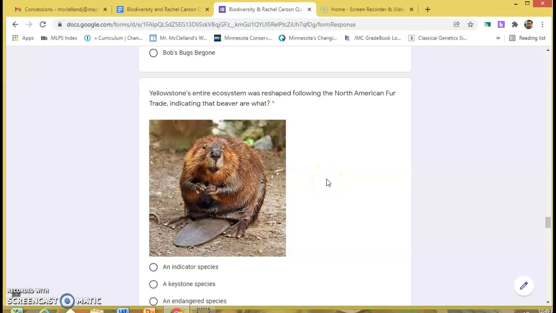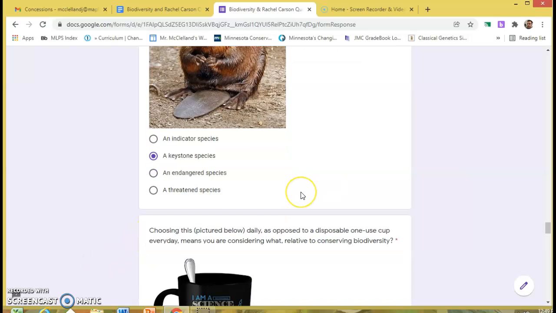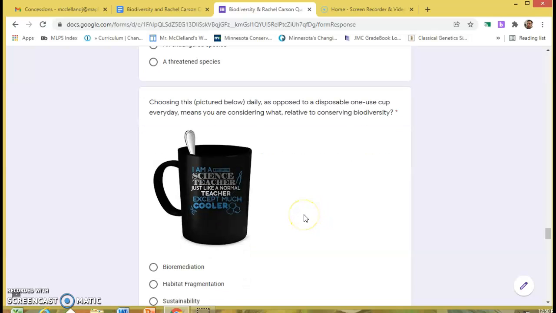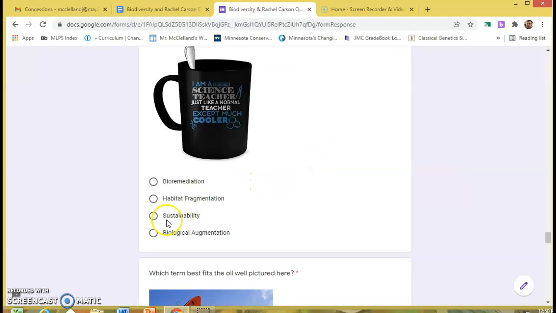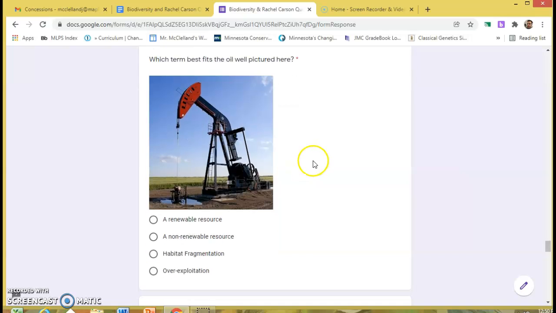Yellowstone's entire ecosystem is reshaped following the North American fur trade, indicating that beaver are what? Well, they're really important to their ecosystem, so they're known as a keystone species. Choosing this mug daily as opposed to a disposable one-use cup for your coffee means you are considering what relative to conserving biodiversity, and that is thinking sustainably. Which term best fits the oil well pictured here? This would be a non-renewable resource.